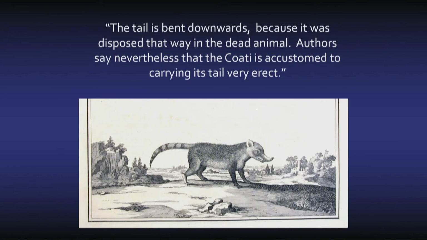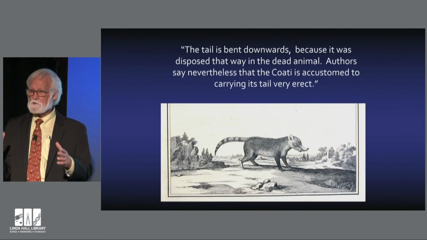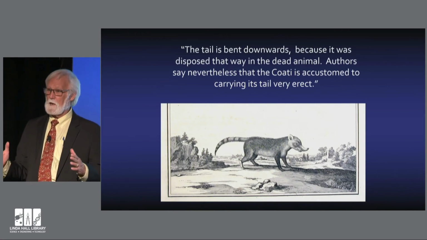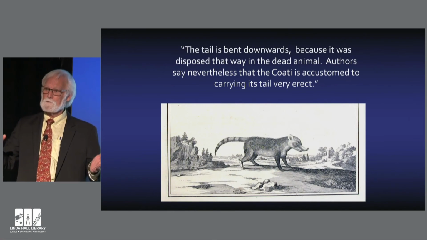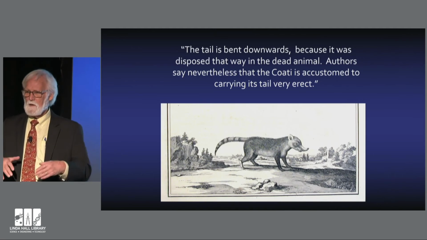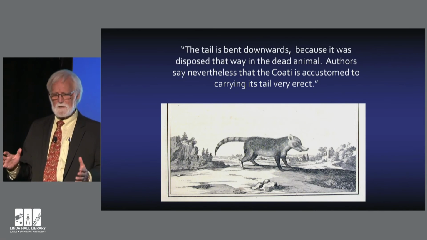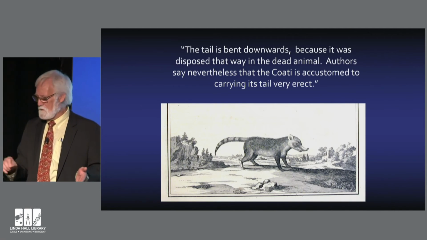That's how it moves. So here's what Perrault says in his text. The tail is bent downwards because it was disposed that way in the dead animal. Authors say, nevertheless, that the coati is accustomed to carrying its tail very erect. So how about that? He's got this dead animal on the table. The picture he draws shows what he's looking at, the dead animal. Even though he knows that it walked around with its tail up, that wouldn't be a picture of what he's dissecting. What he's dissecting is this. So it's kind of remarkable.